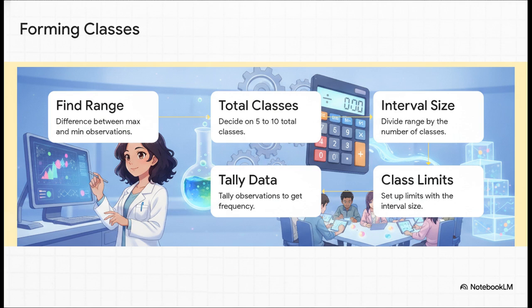To form these classes, step 1, ascertain the range of your data, basically the maximum minus the minimum. Step 2, decide to aim for about 5 to 10 total classes. Step 3, divide your range by that number to find your interval size. Step 4, set up your actual class limits. And finally, step 5, go through your raw data and tally the observations into their new bundled homes.